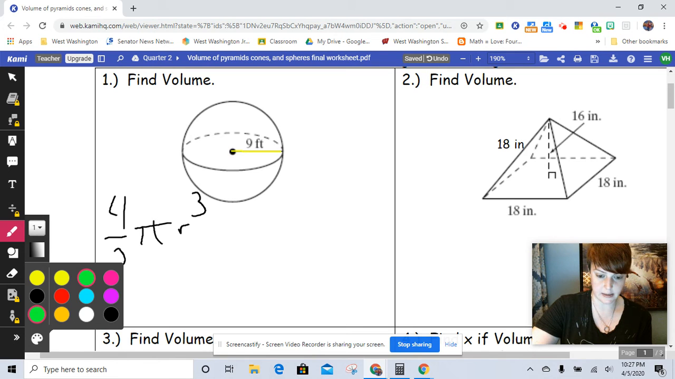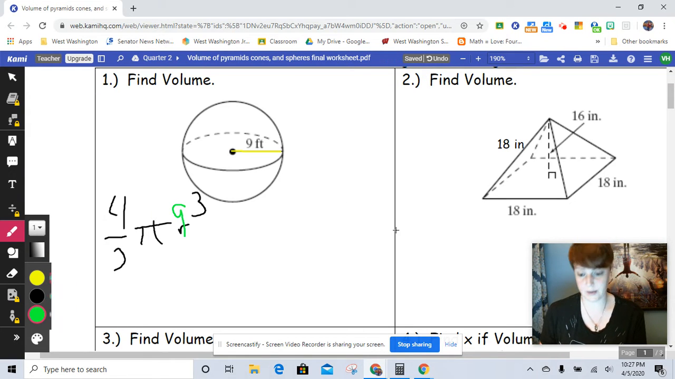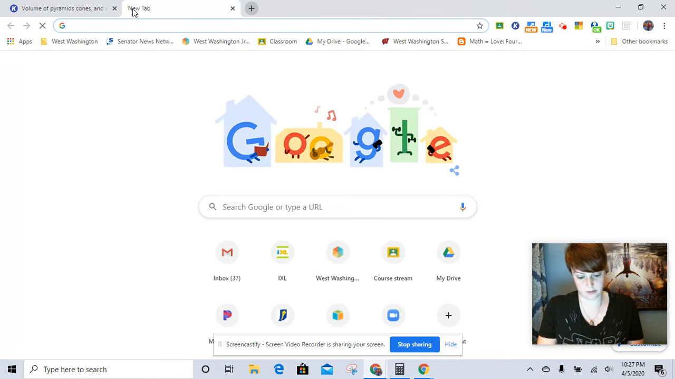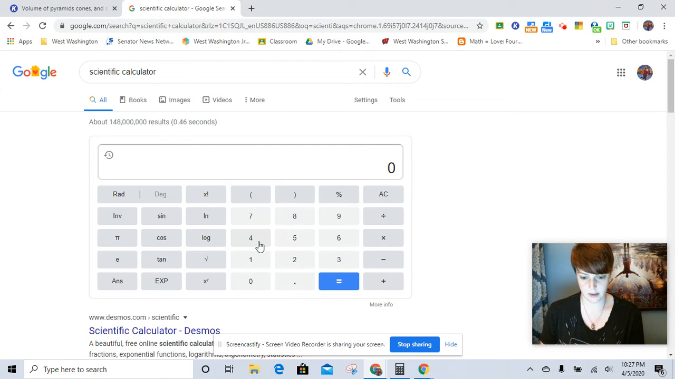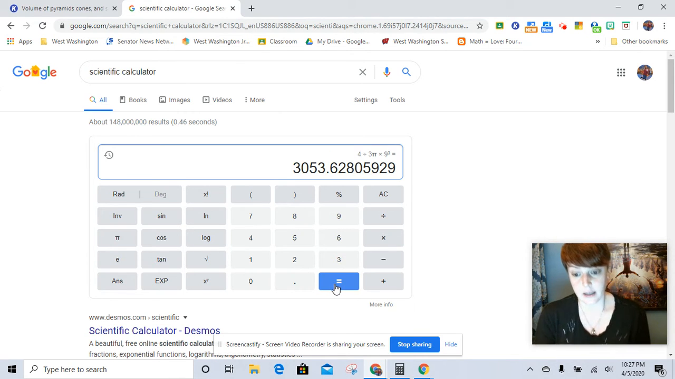So we're going to take out the r right there, and we're going to put in a 9 instead. So 4/3 pi 9 cubed. Now, in Google, they have a scientific calculator. There it is. Okay. And so what we can do is go 4/3 pi times 9 cubed. And we can just type it in like that and not even have to worry about it. And then we can get out our answer.